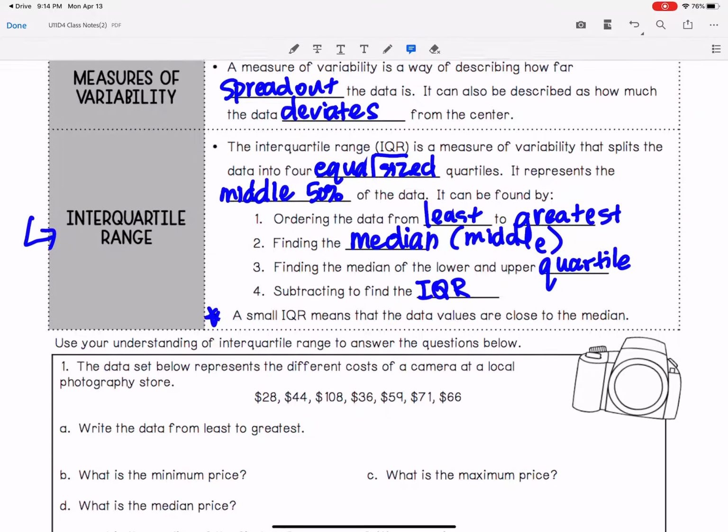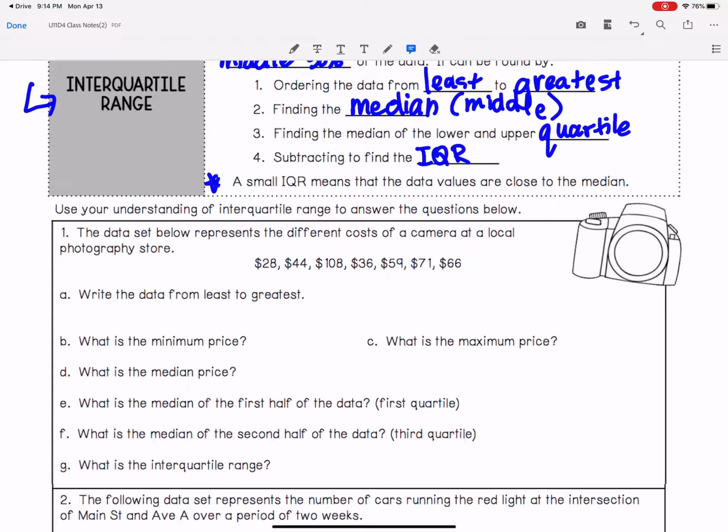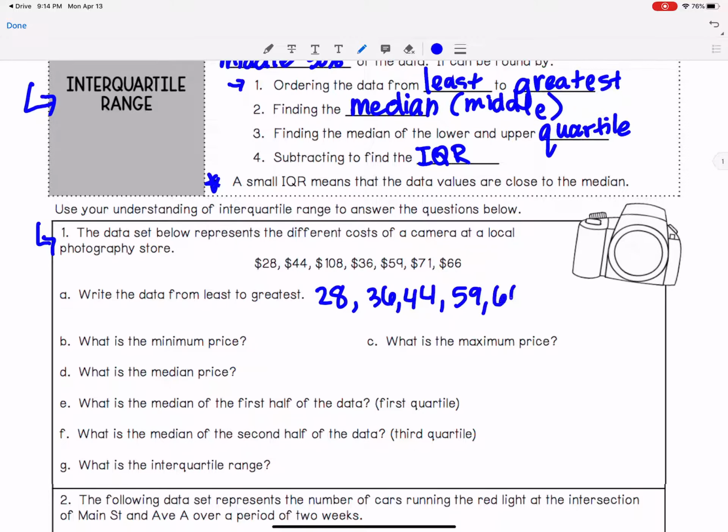Okay, so let's go ahead and practice what we've talked about here. Okay, so to begin, the data set below represents the different costs of a camera at a local photography store. I'm reading right here. Write the data from least to greatest, and that's the first step that was up here. Step number 1, order this data from least to greatest. So here we go. If I had to order the prices, I'd say the cheapest camera is $28, and then we have 36, 44, 59, 66, 71, and $108.